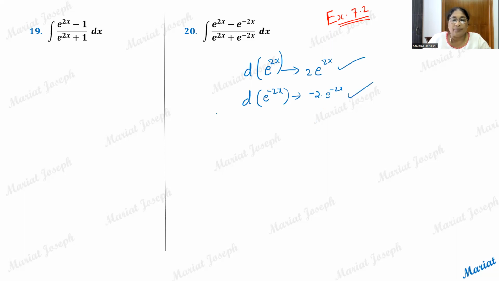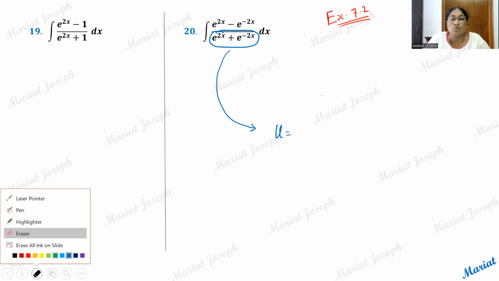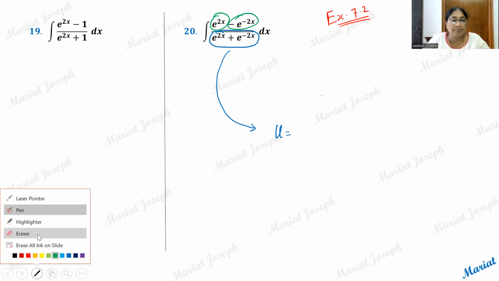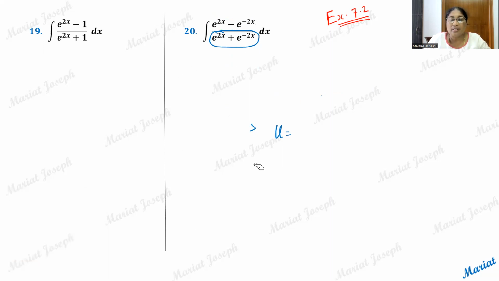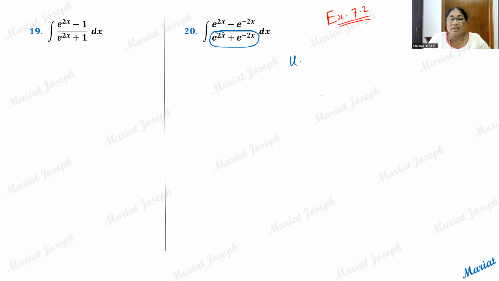Because of these two, if you take this complete denominator as u, what is going to happen? We are going to use those two derivatives because the derivative which you said is available in the numerator. How is that? First of all, substitute e raised to the power 2x plus e raised to the power minus 2x as u. Let u equal to e raised to the power 2x plus e raised to the power minus 2x.